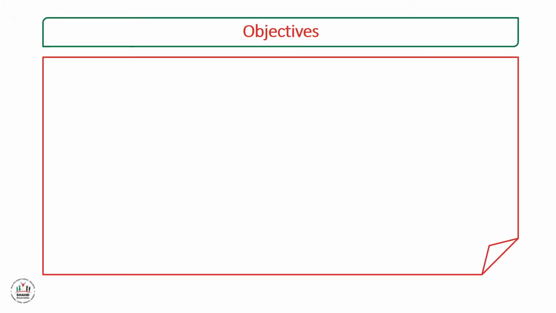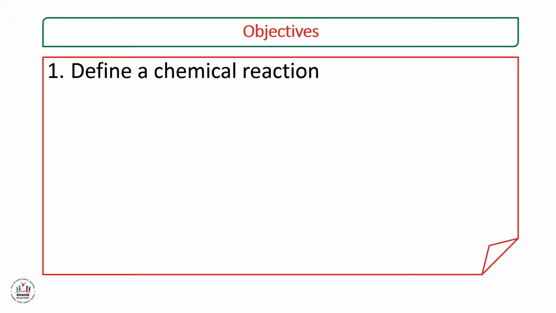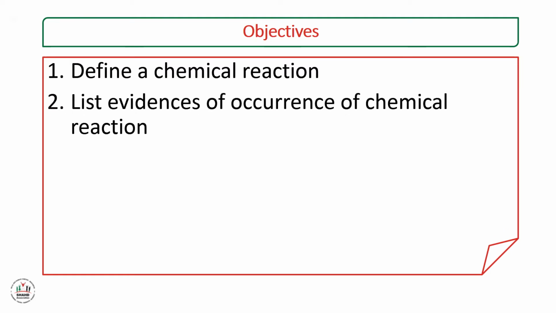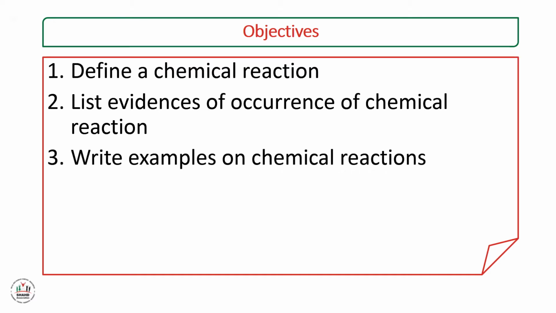In this session, we have three objectives. We will define a chemical reaction. We will list the evidences of occurrence of chemical reaction. And we will write some examples on chemical reactions.